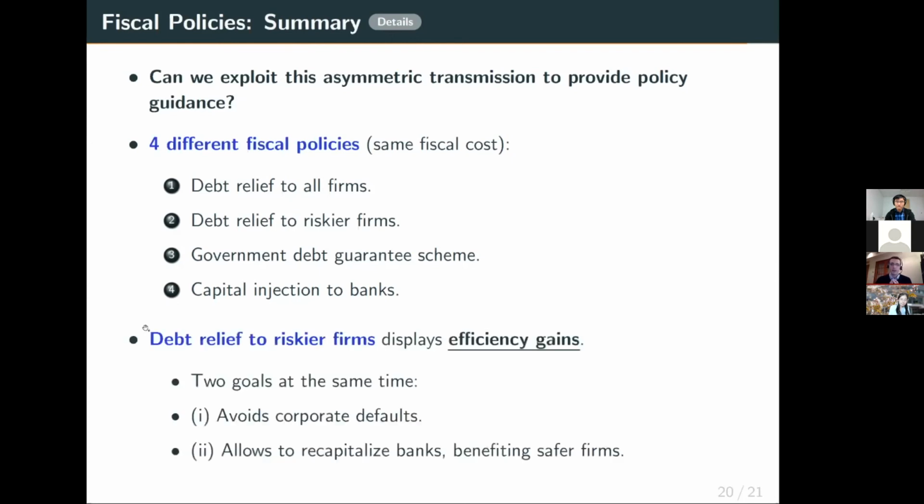So what I show in the paper is that actually the policy in which you are helping directly the riskier firms, so policy number 2, displays important efficiency gains, okay? So what is the intuition of this result? Essentially, with this policy, you can achieve 2 different goals at the very same time. On the one hand, because you are helping those firms that are closer to the default boundary, you are decreasing the level of corporate defaults that you experience in the simulations. At the same time, because the number of defaults is lower in this case, you are reducing the overall level of corporate risk in the economy. And that allows you to indirectly recapitalize the domestic banks, which of course is going to benefit all the firms in the economy through a larger credit supply.